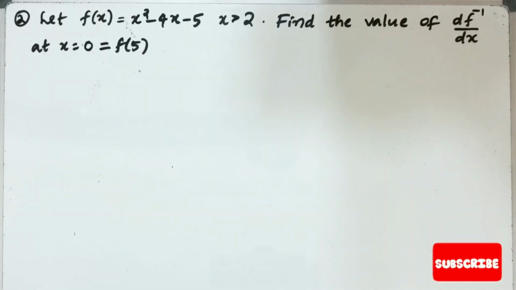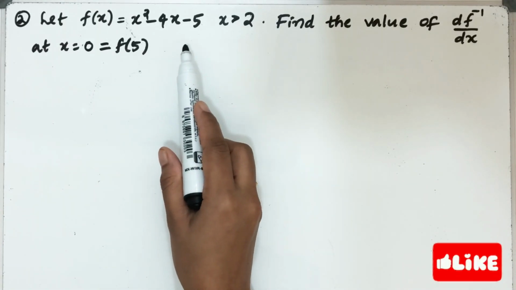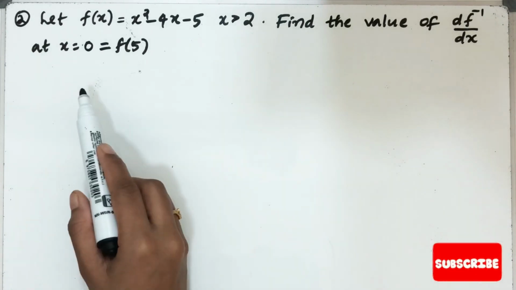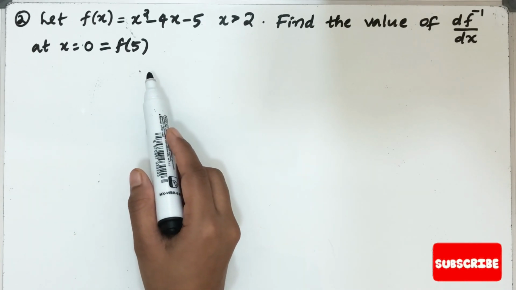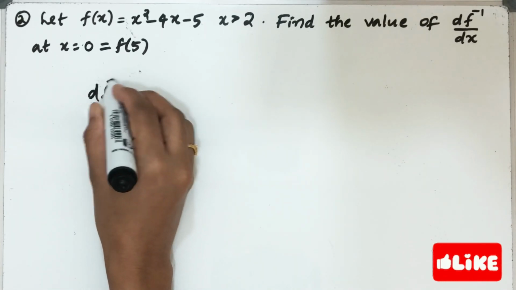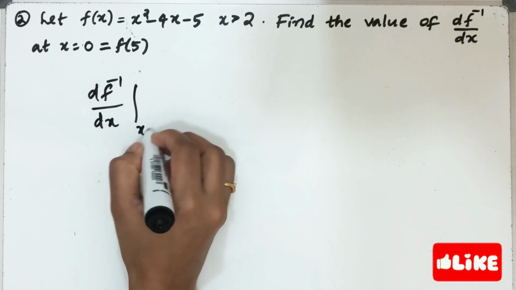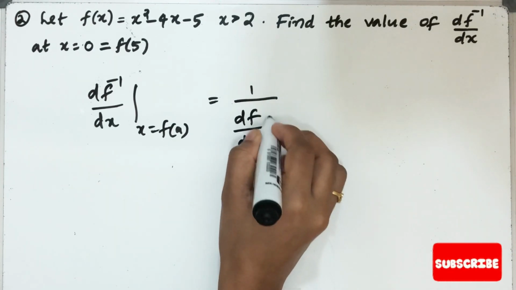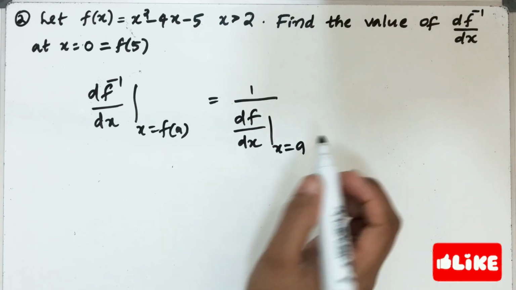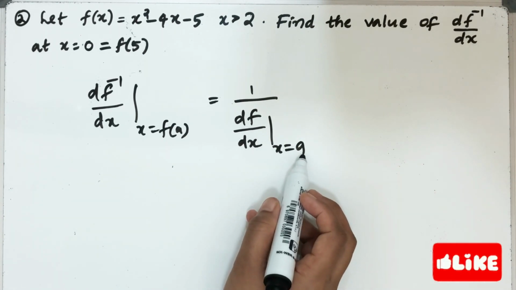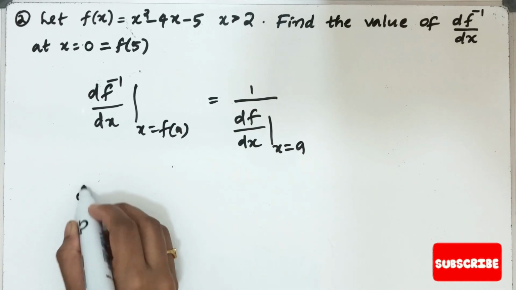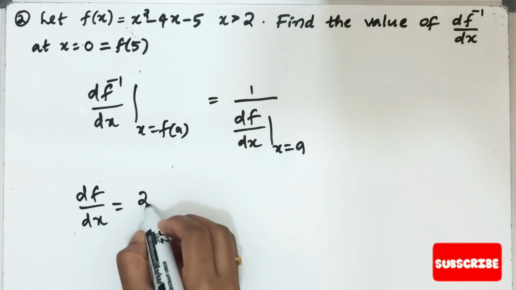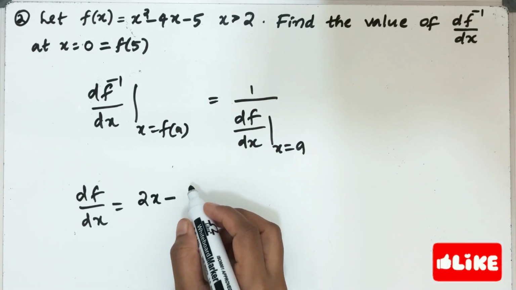Next question, similar question. Let f of x is equal to x square minus 4x minus 5, x greater than 2. Find the value of df inverse by dx at x is equal to 0, which is equal to f of 5. So we know df inverse by dx at x is equal to f of a is equal to 1 by df by dx at x is equal to a. So we can find df by dx at x is equal to a. A here is 5. So df by dx, f is x square minus 4x minus 5, that is 2x minus 4 into d by dx of x is 1, minus 4.